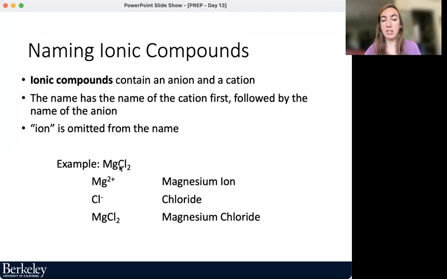So if I have MgCl2, I call it magnesium chloride. And if I just tell you the words magnesium chloride, if you know that magnesium is +2 and chlorine is -1, you know that it must be MgCl2. Does anyone have any questions on how to interpret or name these ionic compounds?